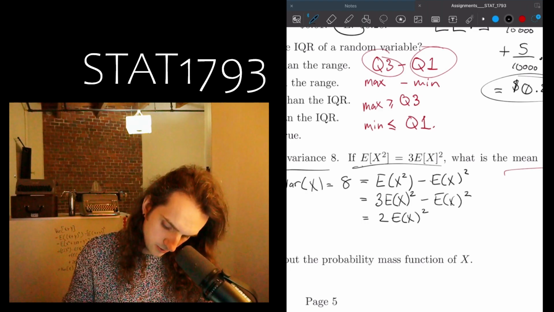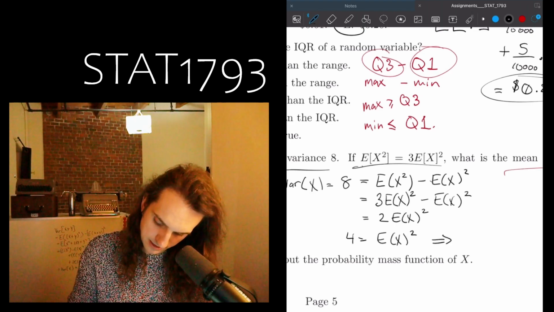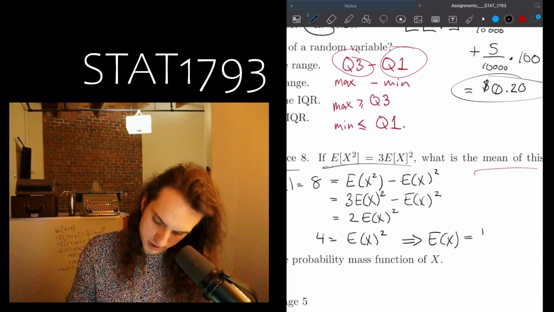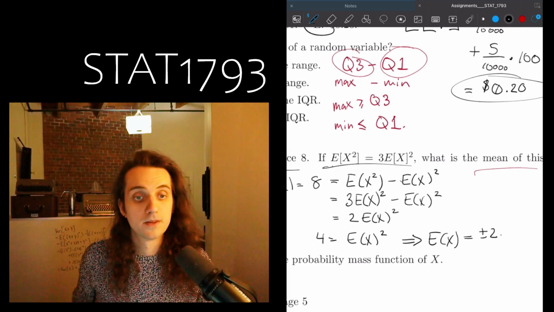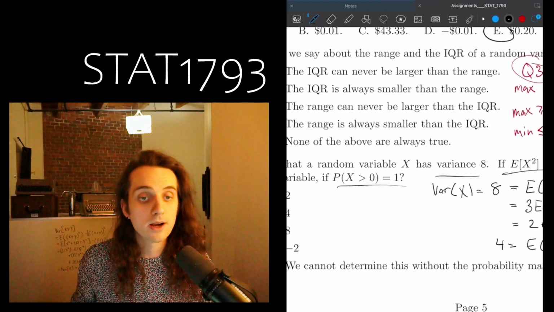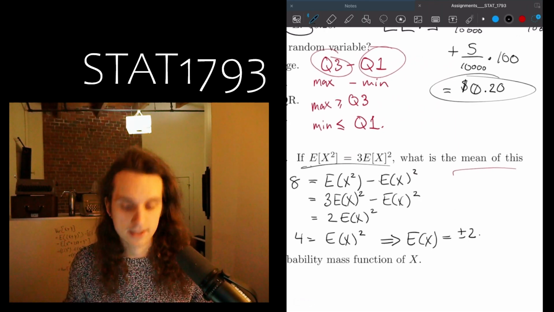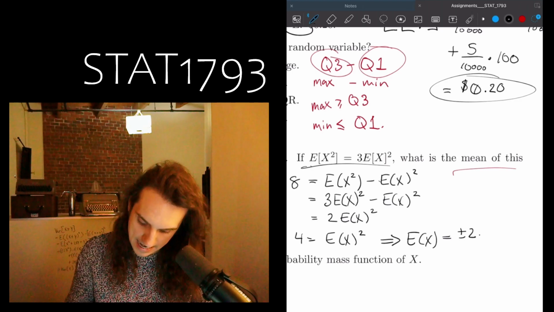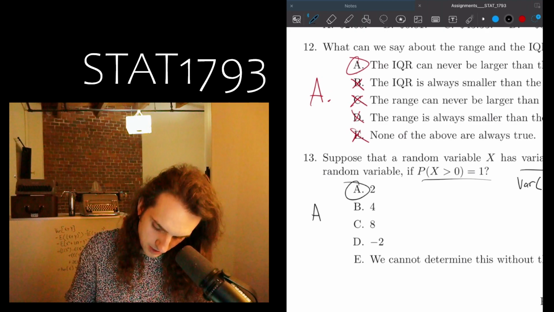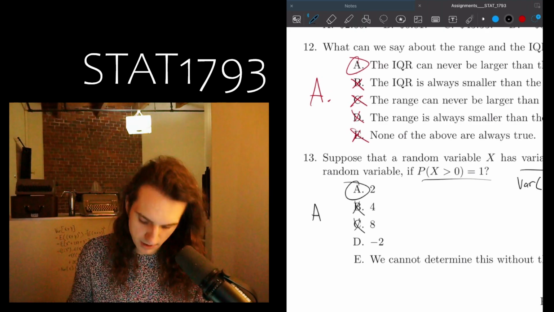Divide both sides by 2. We get 4 is equal to this. And so the expected value of X has to equal the square root of 4, which is plus or minus 2. Where does this piece of information, probability of X greater than 0, come in? Well, you can't have a negative expected value if X is always greater than 0. So we know that it has to be positive 2. The answer is going to be A, positive 2. It's not 4, not 8, not negative 2, because X has to be positive.